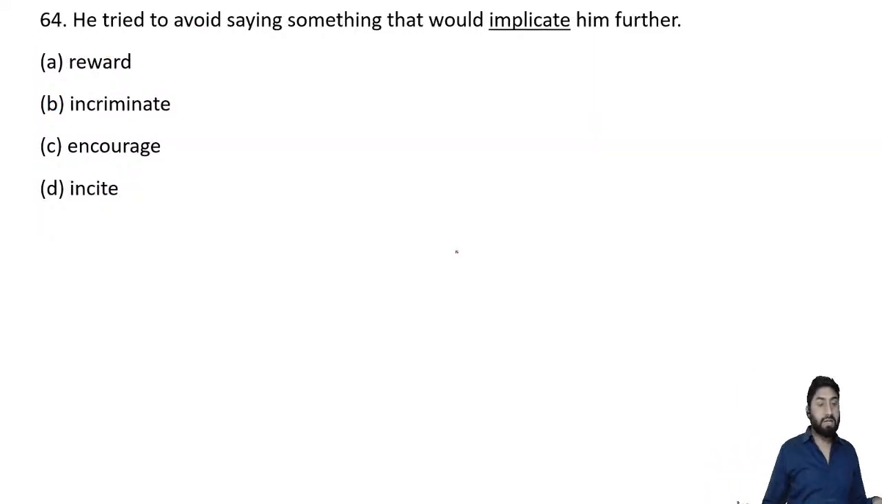64. So he tried to avoid saying something that would implicate him further. Now, so the next one you can check. Right? Yes. So that will implicate him further.